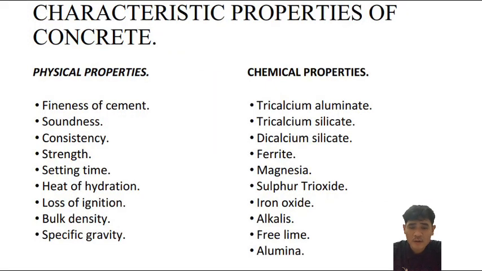Characteristic properties of concrete: physical properties and chemical properties. Physical properties: fineness of cement, soundness, consistency, strength, setting time, heat of hydration. And the chemical properties: tricalcium aluminate, tricalcium silicate, dicalcium silicate, ferrite, magnesia, sulfur trioxide, iron oxide, alkalis, free lime, and alumina.